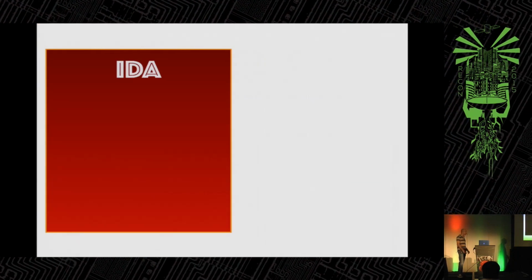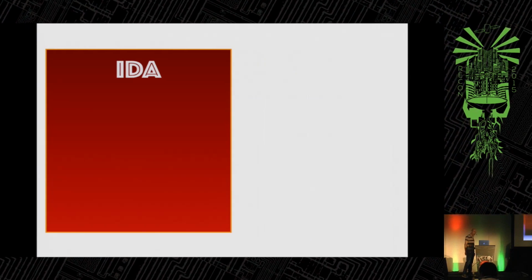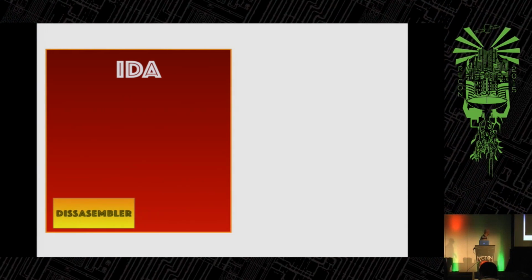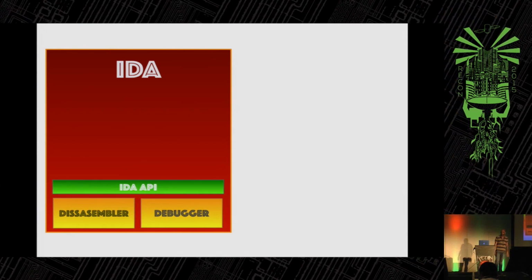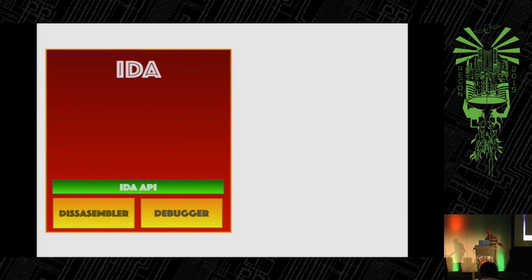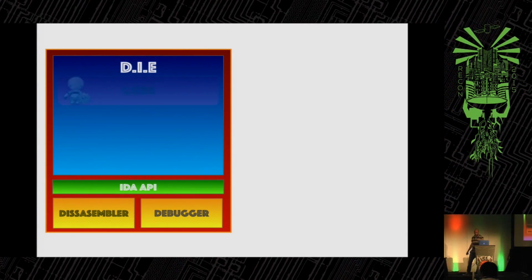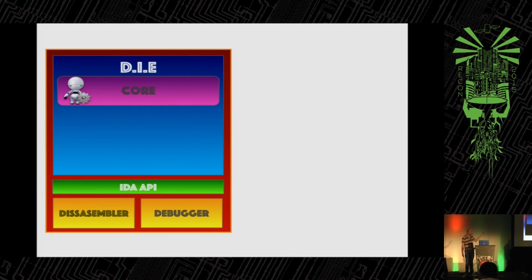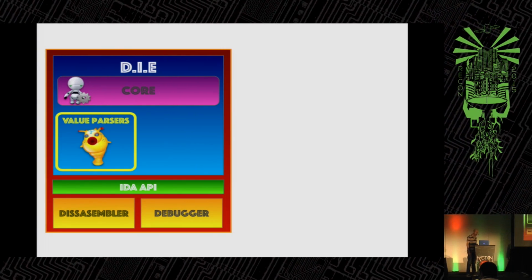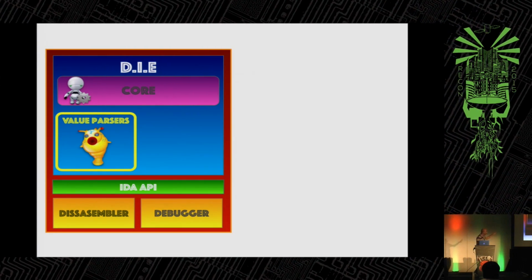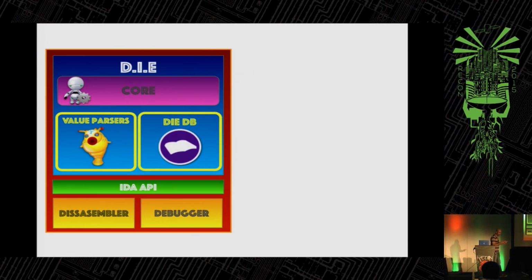That's cool. So I prepared this nice illustration to show you how DI exactly works. So this is our IDA. And inside IDA, we have our disassembler, and we have our debugger. And on top of both of these, we have the IDA API, which lets us access everything, of course, as you've seen before. So now we have DI, and DI is a plugin for IDA. It has the DI core, which holds all the logic, and it also has two very important parts. One would be the value parsers. This is the plugin framework I was talking about. And another will be the IDB, where all the parsed values will be actually stored.